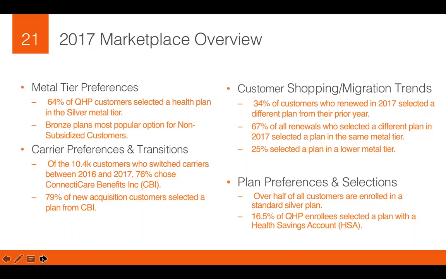In terms of shopping trends, 34% of renewals selected a different plan from the 2016 plan. And of those, 67% selected a plan that was an equivalent metal tier, while 25% selected a plan that was in a lower metal tier. So essentially they took a plan that was less rich. Usually the trade-off there is a lower monthly premium cost, but higher exposure to out-of-pocket costs. And lastly, from a product selection perspective, over half of all the enrollees chose the standard silver plan offered by the carrier. And what we're also seeing is that about 16% of the population has selected a plan that's eligible for an HSA.